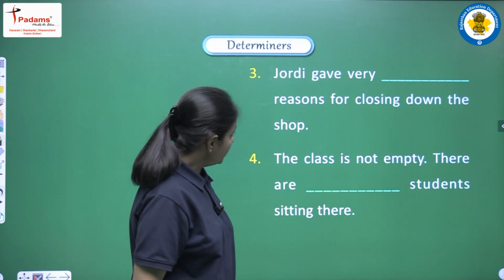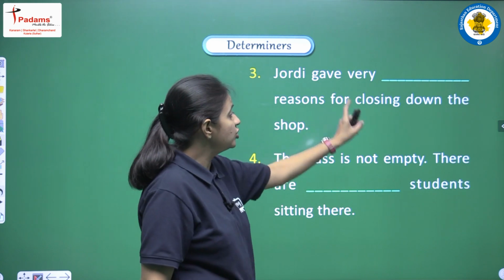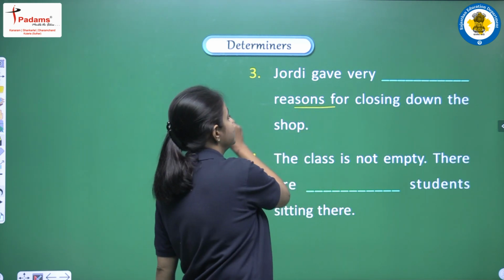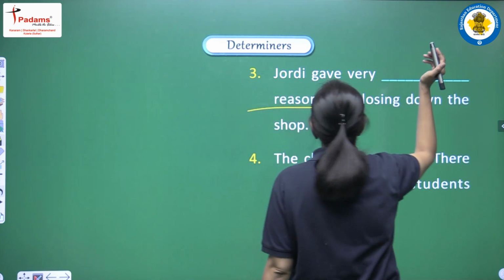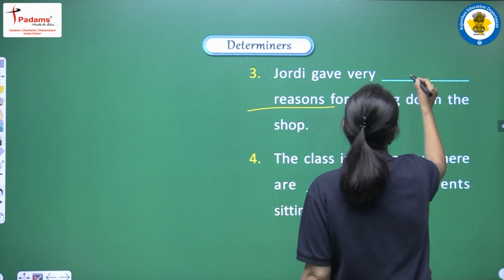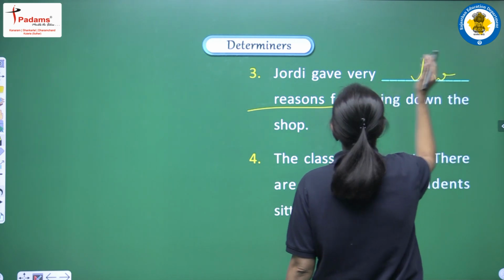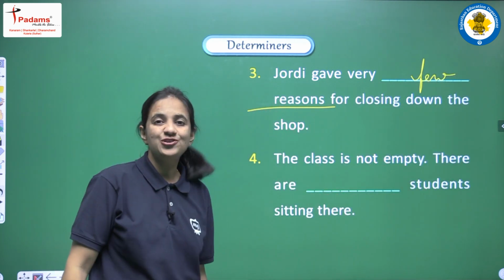Next is: Jody gave very reasons for closing down the shop. We have reasons. Reasons is a countable noun, and in this blank after very we will write: Jody gave very few reasons for closing down the shop.